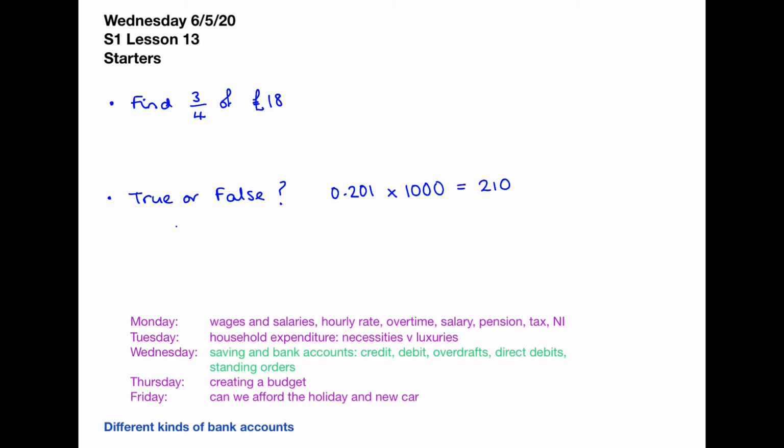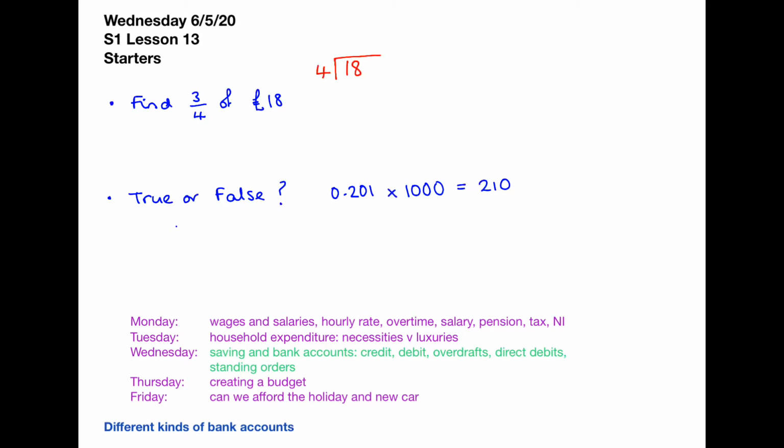So first of all, find 3/4 of £18. So remember, to find a fraction of an amount, we divide by the bottom, the denominator in the fraction, and we multiply by the top, which is the numerator. Okay, so let's do this then. So we're going to do 18 divided by 4 first of all.